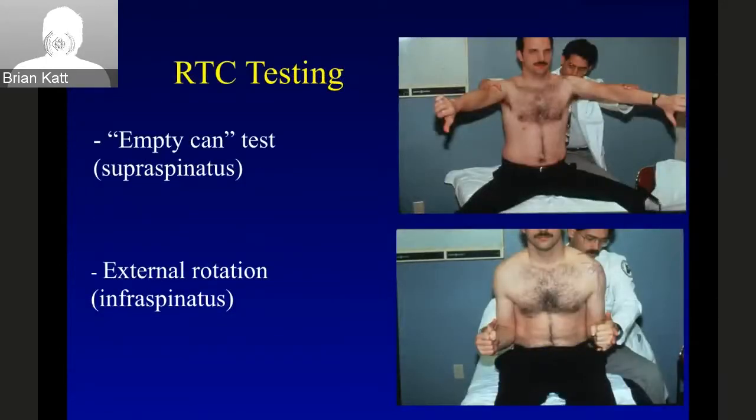So here's an example of how we test for the rotator cuff. This top one tests the supraspinatus, which is the muscle on top, and then this external rotation by pushing against it. This is the muscle that's kind of on the back side, the infraspinatus, and these are the two most common ones that are torn.